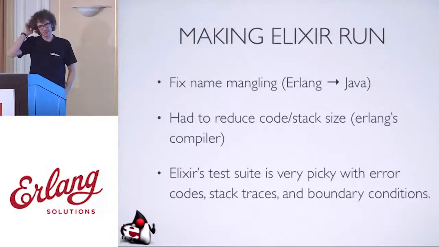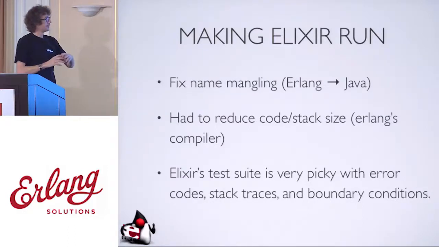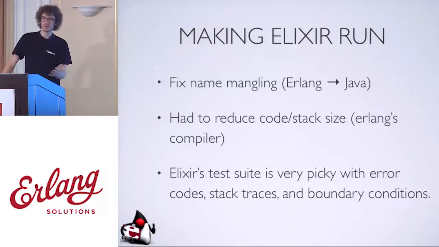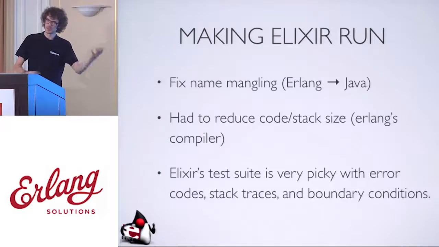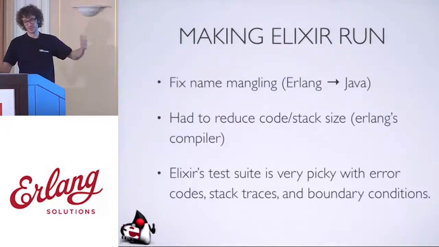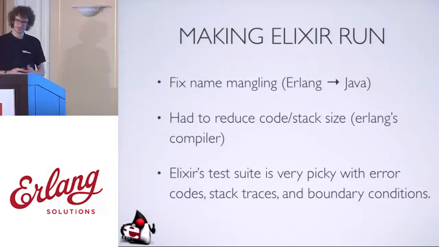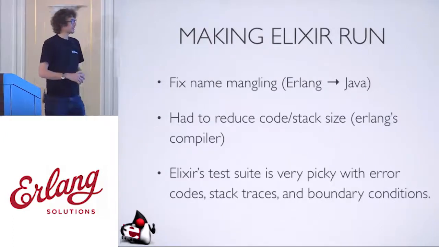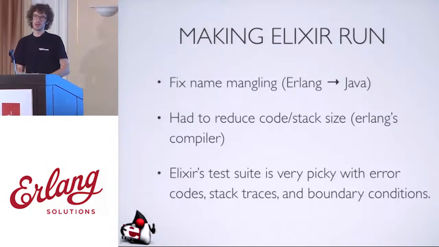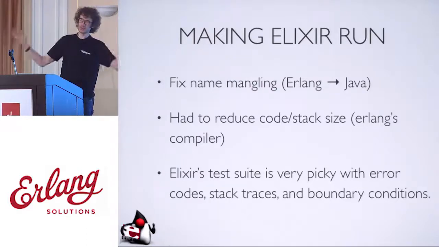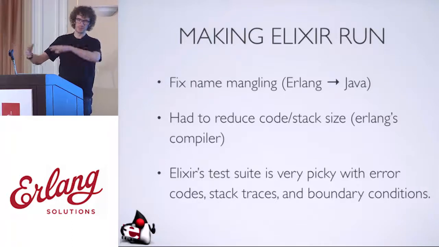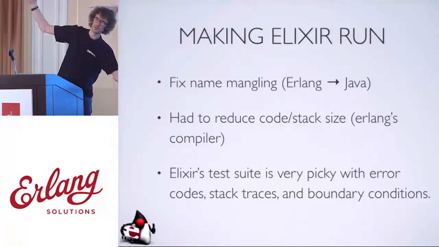But for making Elixir run, one of the things I had to look at was fixing the name mangling. Elixir generates some weird Erlang module names that have dots and weird things in them that I didn't catch. In principle, Erlang should support any atom as a module name. That didn't work. I had to work quite a bit to reduce code and stack size. In particular, Erlang's compiler is pretty bad. When running the Erlang compiler on top of Elixir-generated code, which is probably also quite big, the sheer levels of recursion were really pushing the limits.